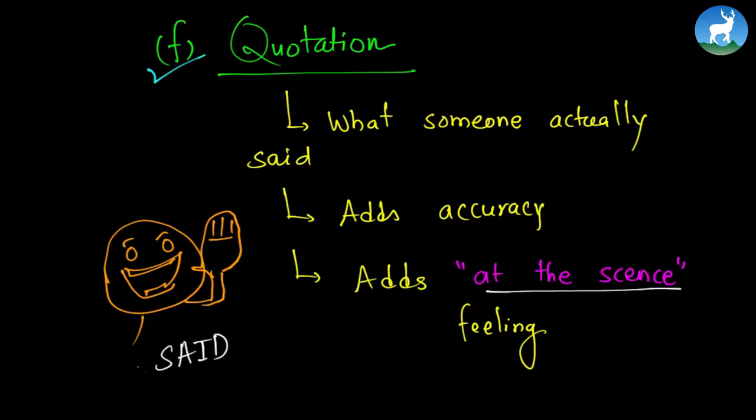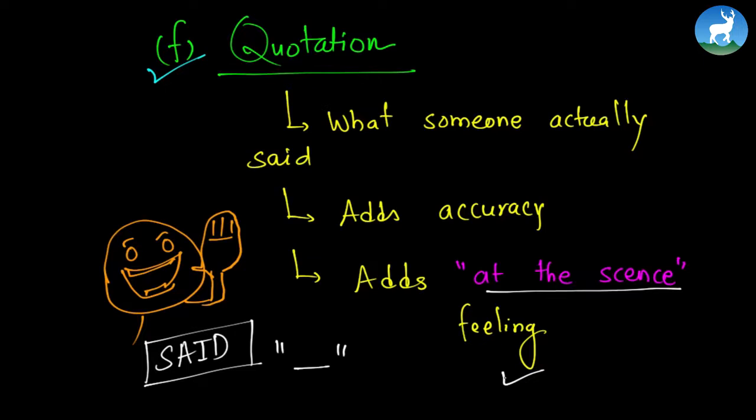So what did this person say? That is kept inside the quotation. And something like an at the scene kind of feeling is given. So that's why we use quotation at the end of news report writing. It could be something that the minister said. It could be, say there's a bus mishap. It could be something that the local police inspector said, or it could be what the locals or eyewitnesses said.